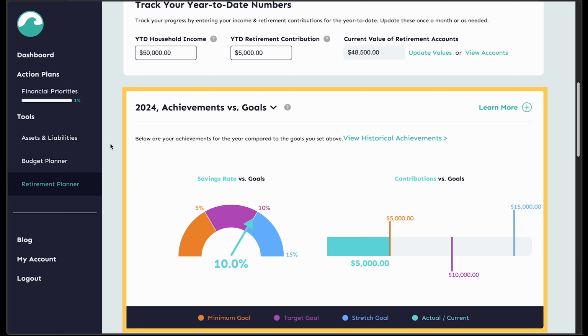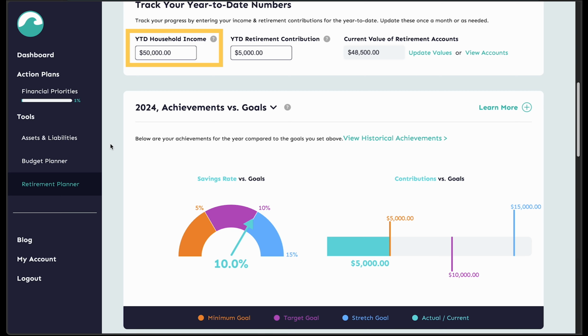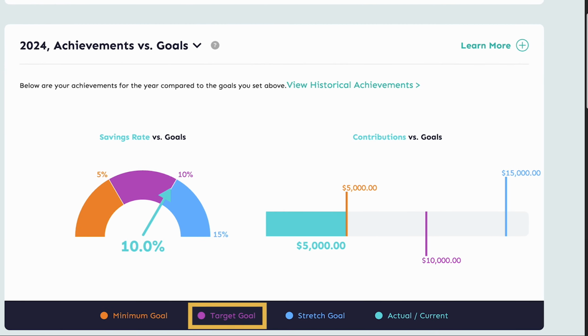Both graphs are showing you a version of the same thing. They're saying, you set these goals, and here's how you're currently doing based on them. The semicircle graph is a representation of your goals based on a savings rate. That savings rate is calculated by dividing how much you plan to save, or actually have saved, against how much you plan to earn, or actually have earned. For example, this person's target savings number for the year is $10,000. $10,000 is 10% of $100,000, which is the expected gross annual household income they entered on step 1.